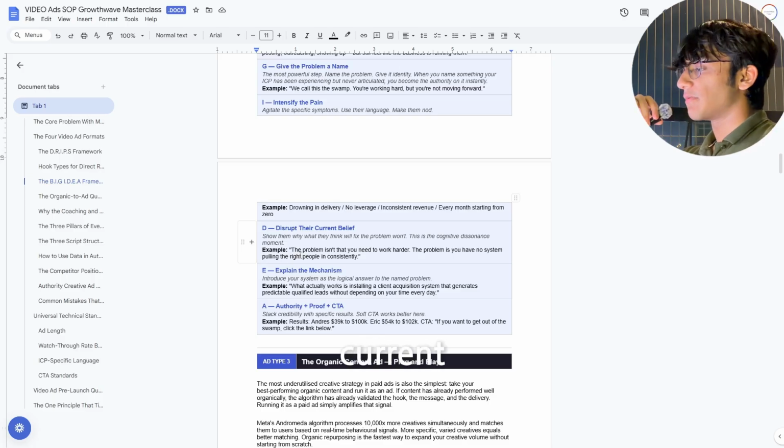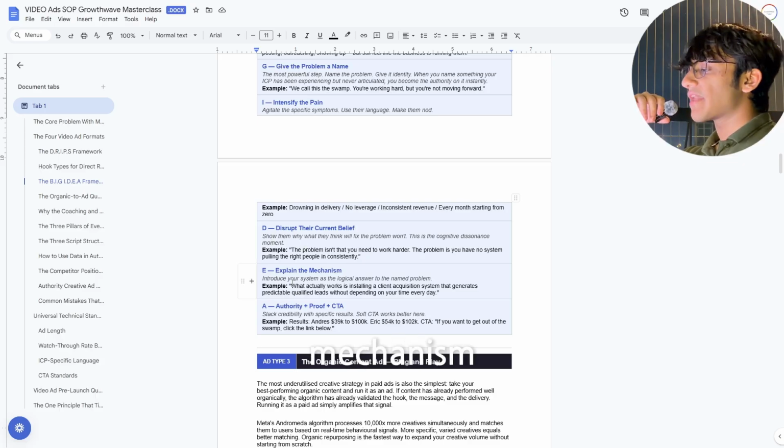Then D, disrupt the current belief. Example: the problem isn't that you need to work harder. The problem is you have no system pulling in the right people. Then E, explain the mechanism. Introduce your system as a logical answer to their named problem. Example: what actually works is installing a client acquisition system that generates predictable, qualified leads without depending on your time every single day. And then A is authority plus proof plus stack plus the CTA, right?